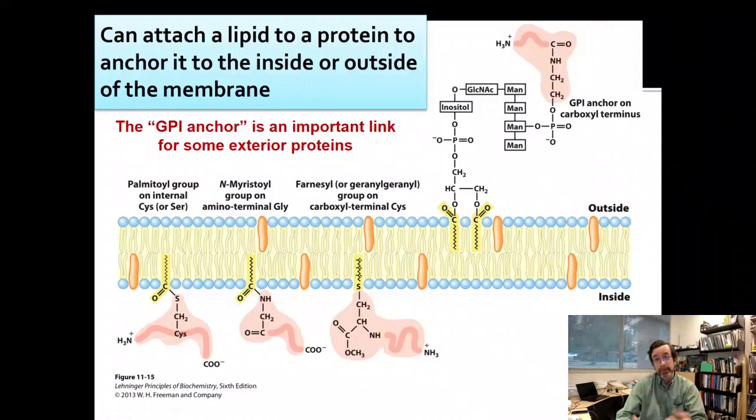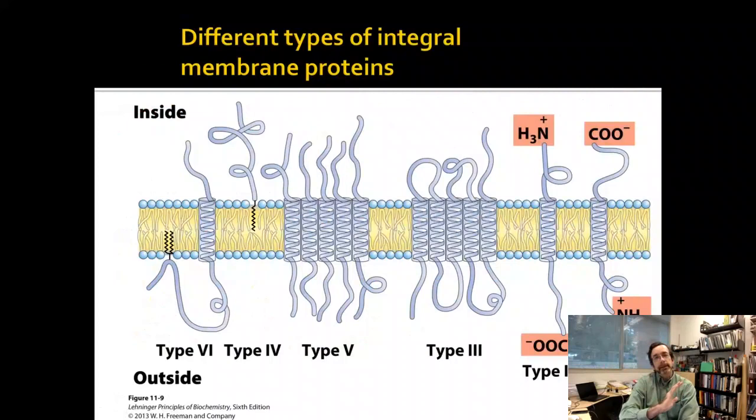A GPI anchor is a special lipid anchor that works on the outside of cells. A lot of cells will have this complicated GPI anchor, but it's a lipid, a sort of two acyl chain lipid. It's got an inositol head group, and then it's covalently bound through all this mess that you don't have to really know, through sugars and phosphates, to a protein. It's an important link, and you can cleave it with a specific enzyme that cleaves GPI anchors. And it will move around the membrane like a lipid will, because lipids have lateral diffusion.